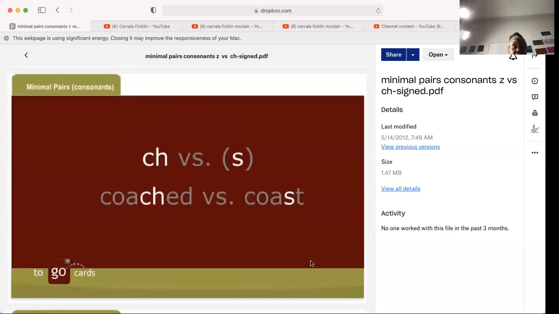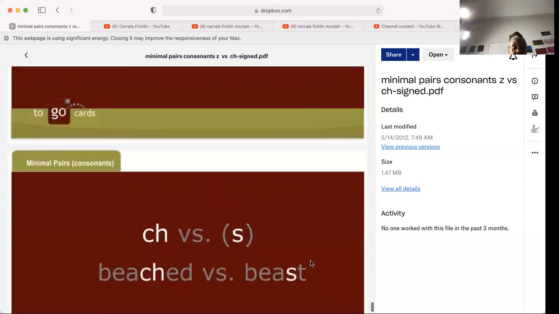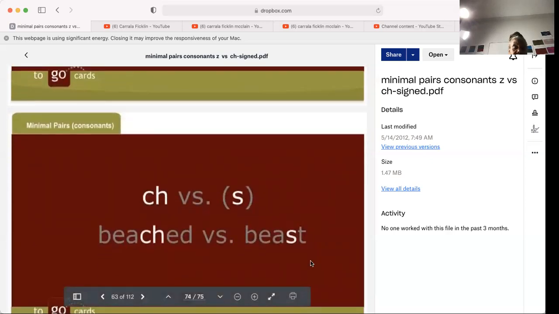Coached, coast. Beached, beast. I can see how that can be challenging. The ED and the T, yeah. And then that CH and that S.